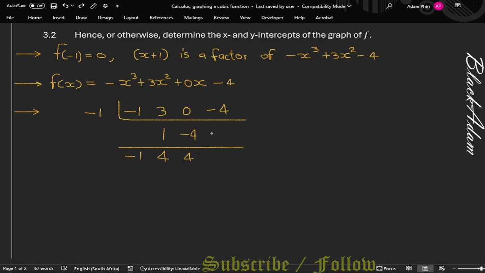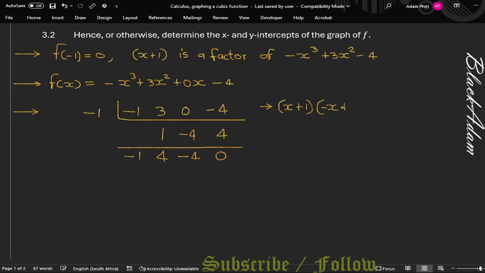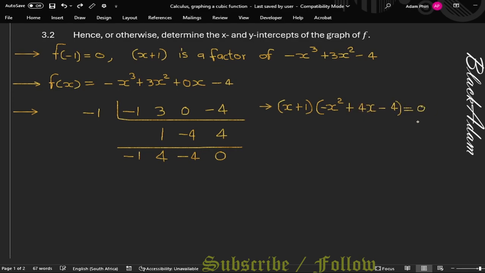That should be negative 4 there. Negative 1 times negative 4 will give us positive 4. So negative 4 plus 4 is 0. Now we have x plus 1 multiplied by the quotient, that one there. So we have negative x squared plus 4x, and then minus 4, which is the constant, is equal to 0.